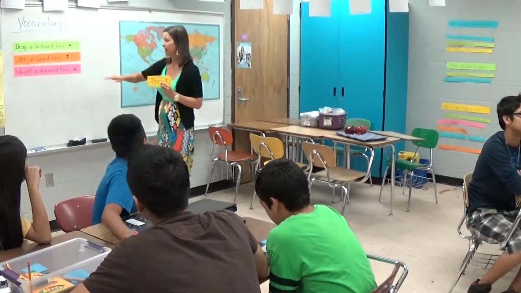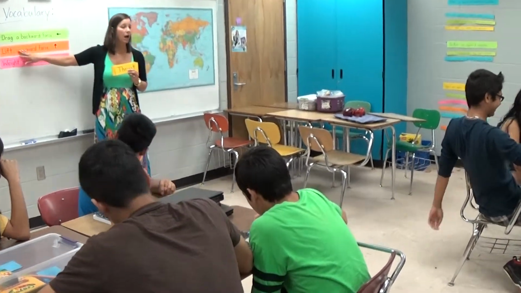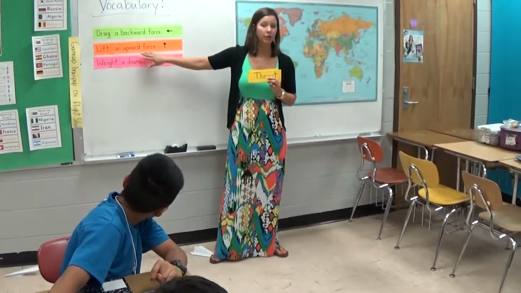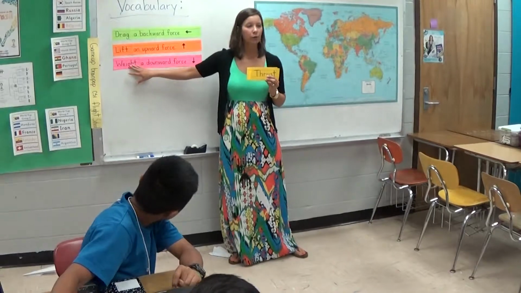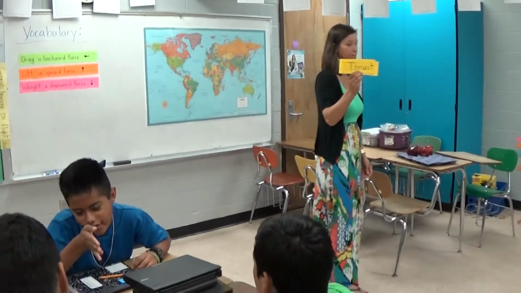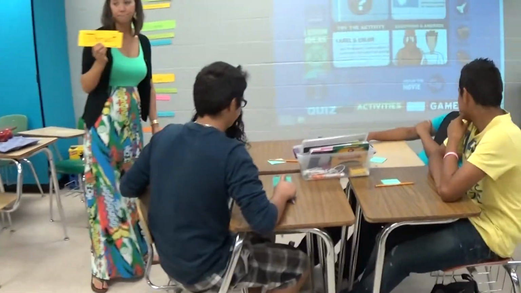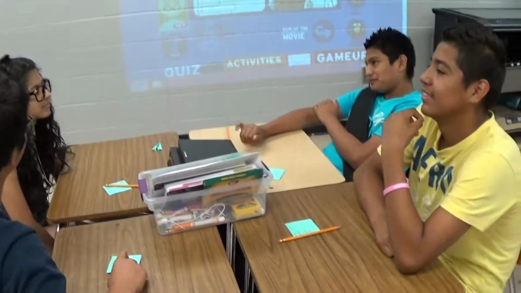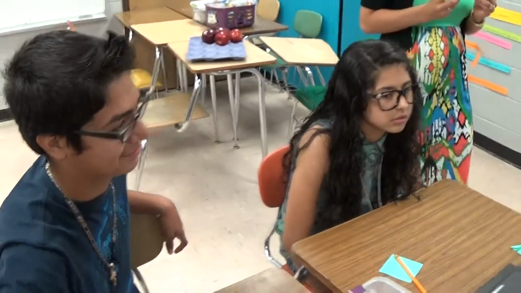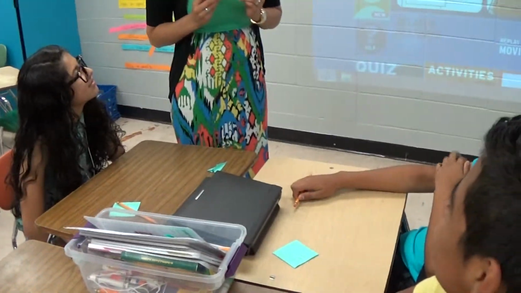Remember, we used a backward force for drag. Lift was an upward force. Weight was a downward force. So think about what thrust would mean. Talk to your elbow partner this time. Now, not a backward force, not an upward force, not a downward force, but a... Forward force.